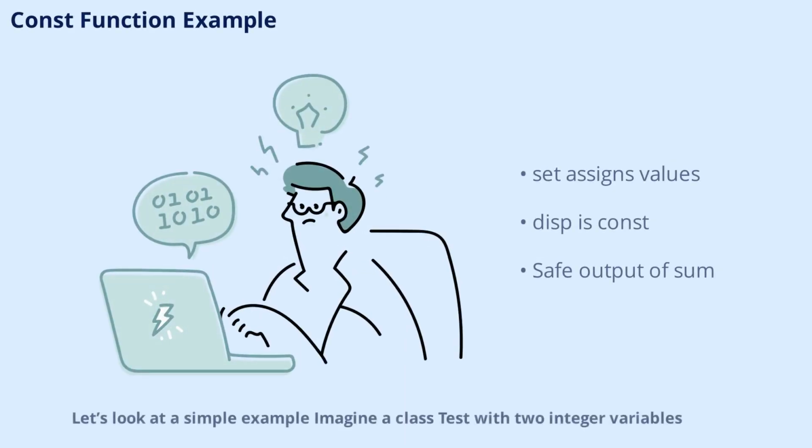Let's look at a simple example. Imagine a class test with two integer variables, a and b. We have a set function to assign values and a disp function marked as const. The disp function outputs the sum of a and b, ensuring that the function does not change any member variables. This approach is not only good practice but also helps prevent accidental changes to your data, making your code more robust and easier to maintain.